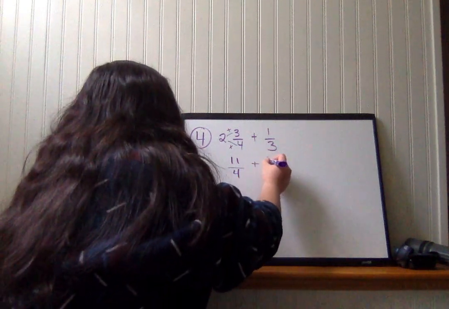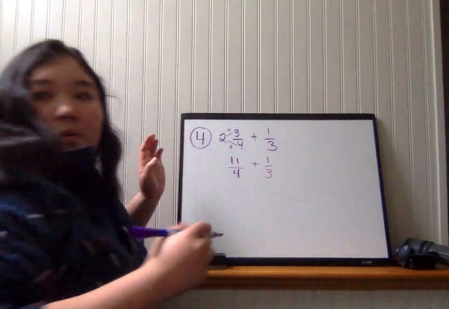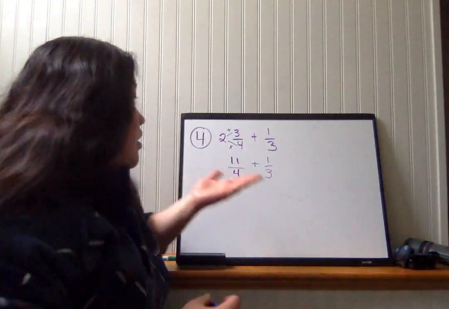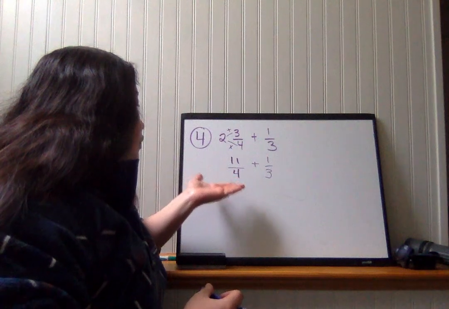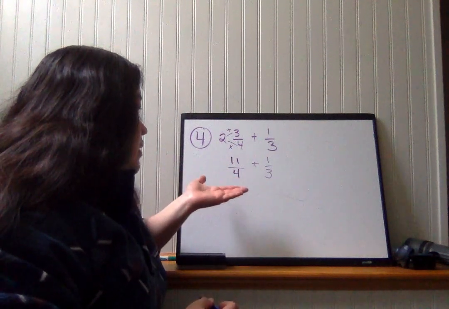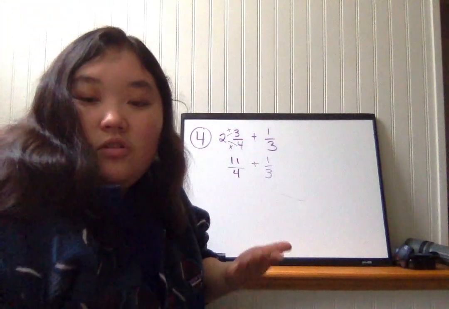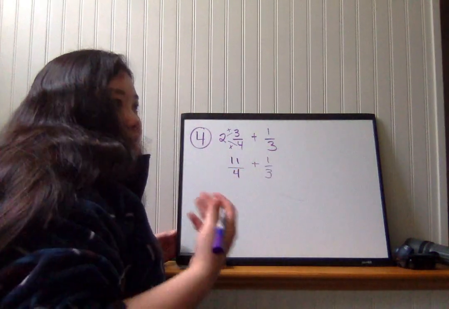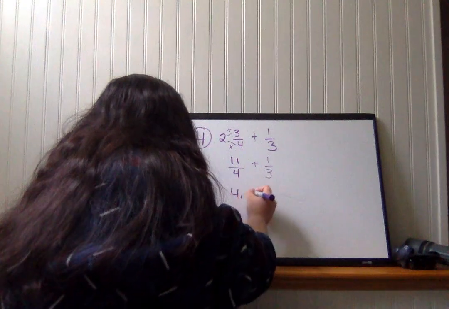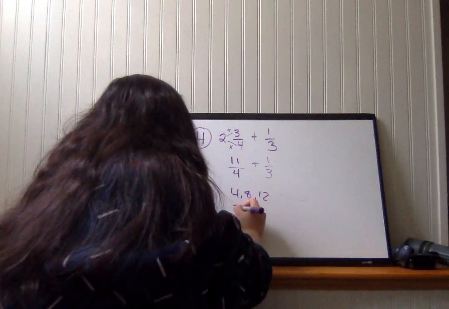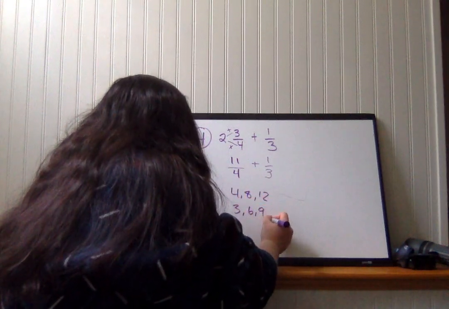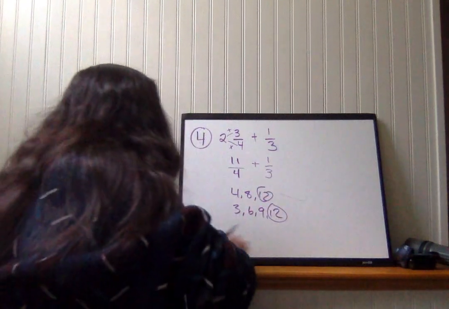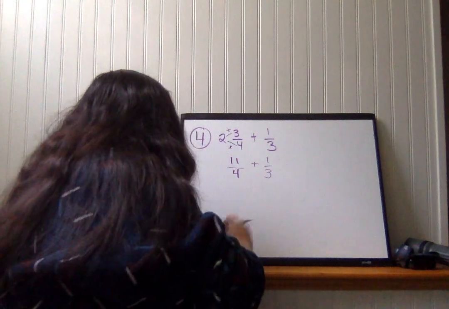Then I'm going to add that 1/3. But before I can do any of that, I need to find my common denominator. So what number can both 4 and 3 go into? Well, I know off the top of my head, 12. Okay? If you didn't, you can always do 4 times 3, which gives me 12, or you can write out your multiples. 4, 8, 12. 3, 6, 9, 12. There's a match. 12. So my common denominator for this is going to be 12.